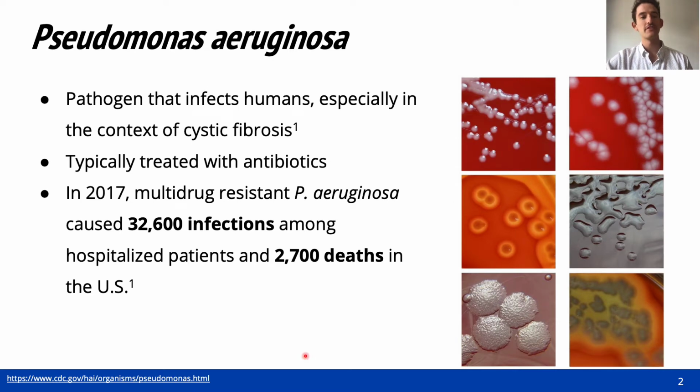So first off, I want to give you some background on Pseudomonas aeruginosa, a bacterial pathogen that commonly infects humans, especially in the context of cystic fibrosis. It's typically treated with antibiotics. However, as the use of antibiotics has been on the rise, we've seen more and more multi-drug resistant strains of Pseudomonas emerge, and these are causing serious problems. Over here on the right, I have some pictures of Pseudomonas and a bunch of different phenotypes that it's capable of producing, which shows how rich its metabolism is, which makes it really interesting to study.